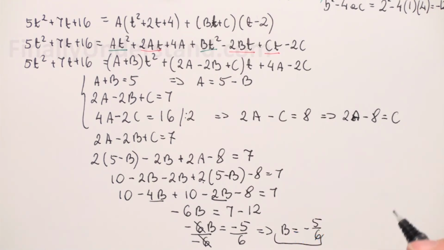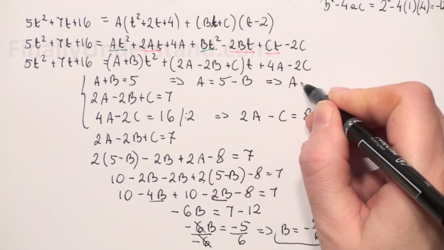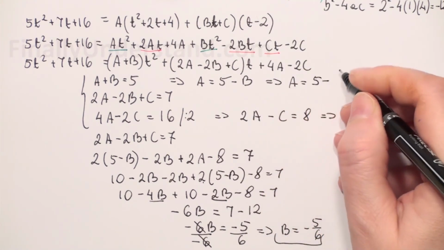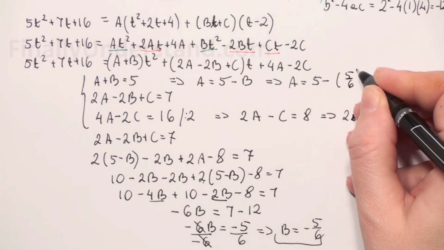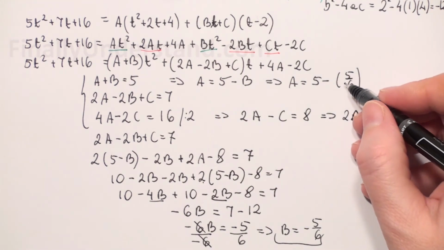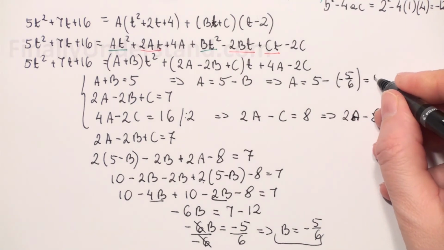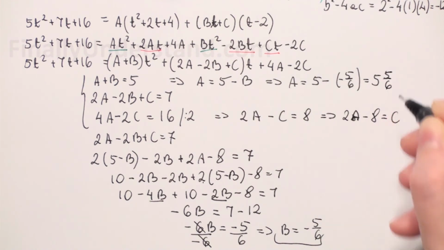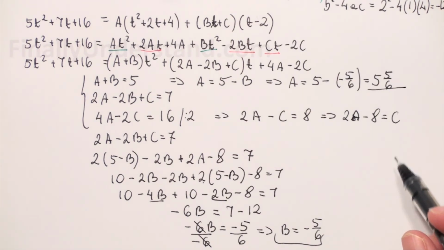We have b. So now we can find a. So a is equal 5 minus negative 5 over 6. So negative and negative give me positive. So we have 5 and 5 over 6. We have a, b, and c we have to find now.